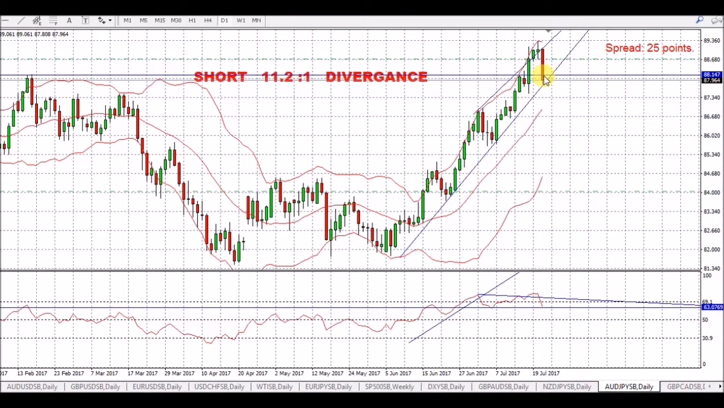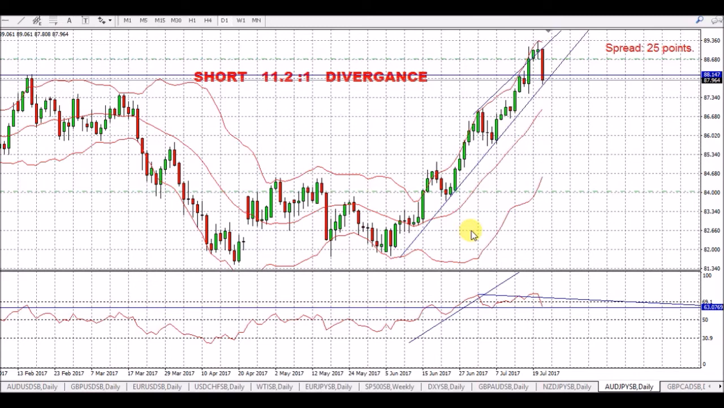We already had a nice red candle here on this on Friday. It hasn't quite broken my trend line. We've come down, we had divergence on the pair there. We broke back through it and we came down on Friday. There's a long way for this to fall, and I think this will be a really good short position to take. It's 11.2 to 1 divergence on the two pairs.